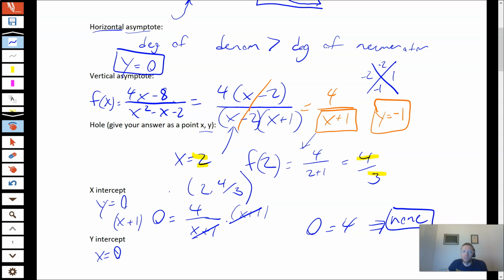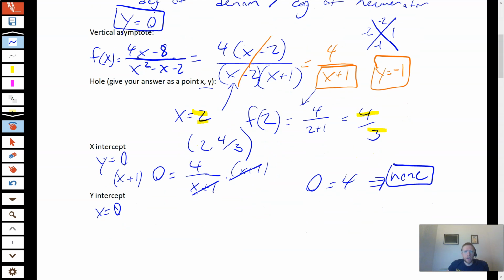So make sure you understand that. Now's a great time to pause. We'll do the y-intercept here in a second, and then we'll move on. Y-intercept's a little bit easier, though. Okay, so y-intercept is where x equals 0. So we're going to say f of 0. And again, I'm going to use this simplified version. So f of 0 equals 4 over 0 plus 1.